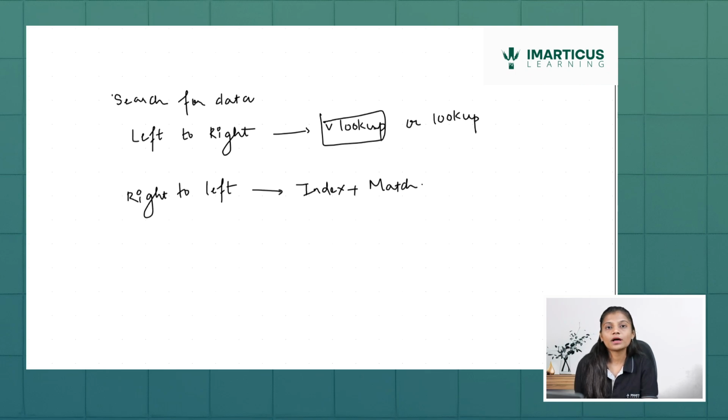So this was all about VLOOKUPs. How they work, how index and match will overcome the problems which your VLOOKUP might encounter. So I hope it's understandable.